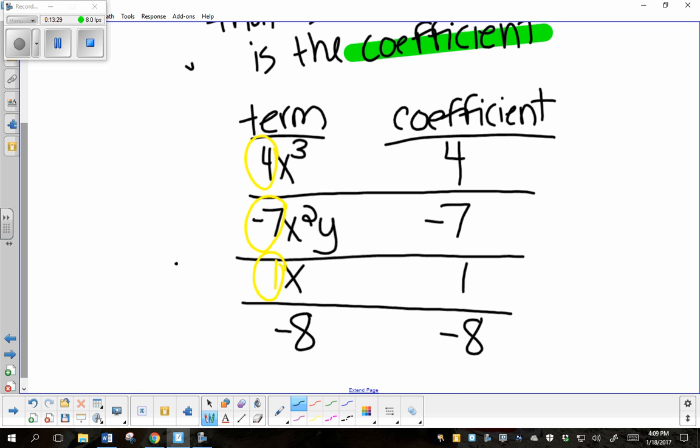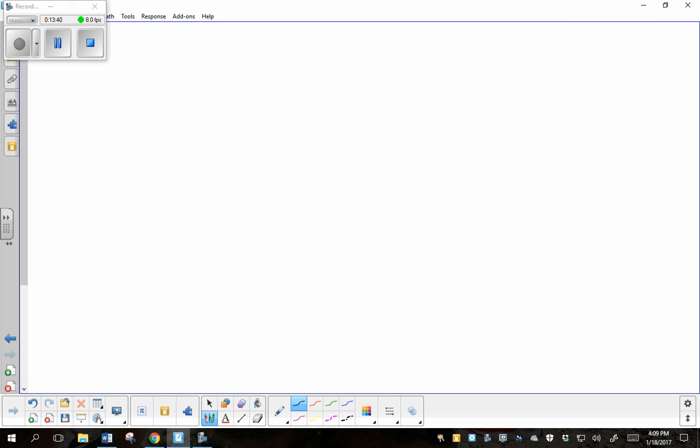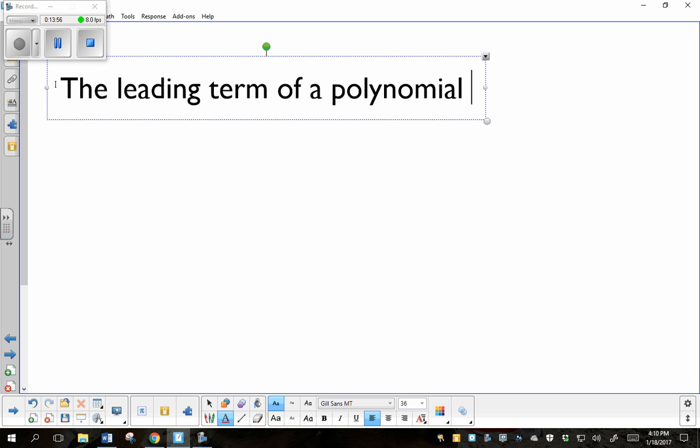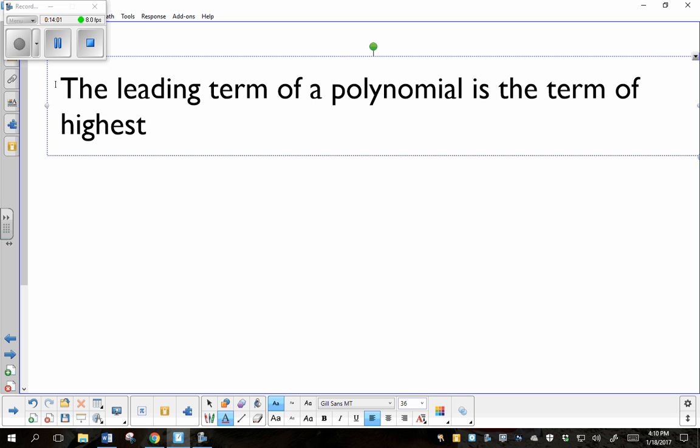So now we're going to talk about parts of a polynomial, so terms and coefficients and degrees, and how they factor into a big polynomial. So I'm going to go to the next page here. I'm actually going to type something really quick because it'll look a lot neater. What we're going to write here is the leading term of a polynomial, and that's our next vocab word, leading term. The leading term of a polynomial is the term of highest degree.